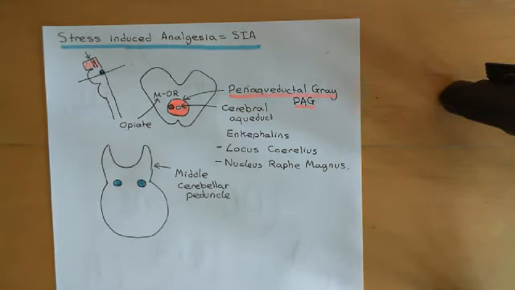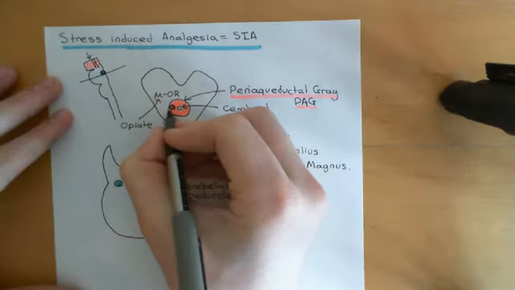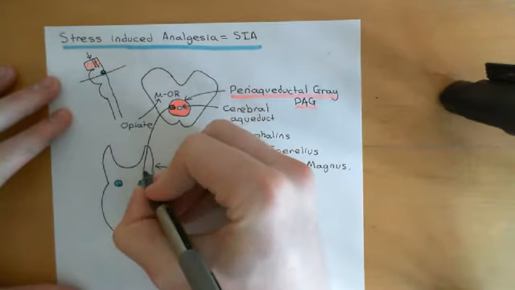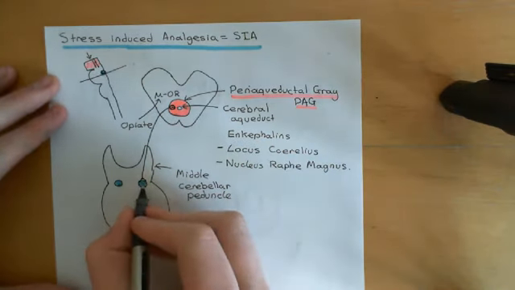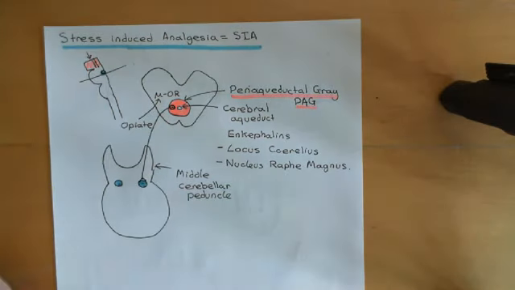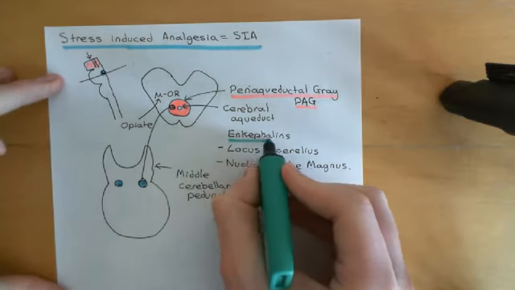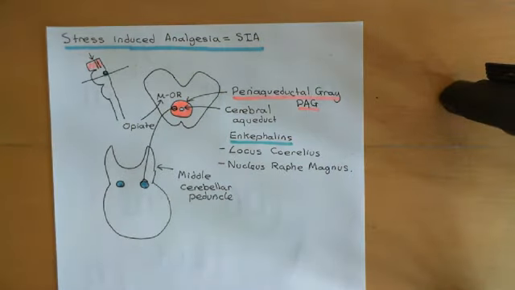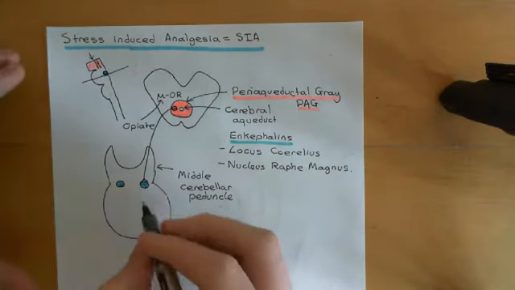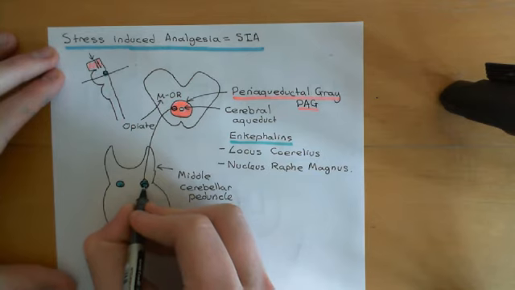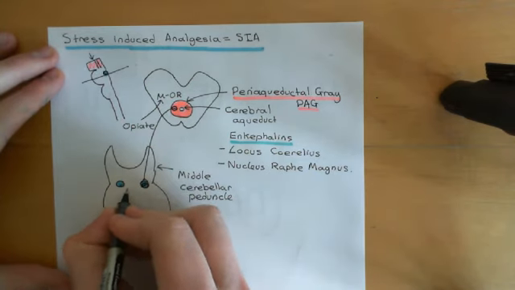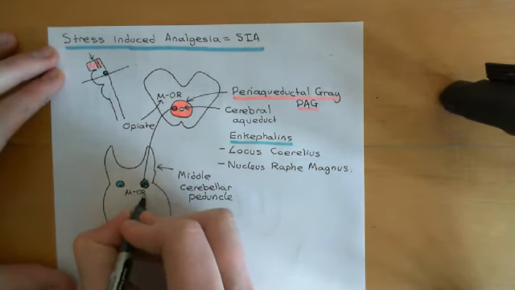So basically, these neurons in the periaqueductal grey are going to send projections down to the neurons in the locus coeruleus, like so. And these neurons are then going to be releasing enkephalins, so met-enkephalin and leu-enkephalin. These neurons in the locus coeruleus then also have mu opioid receptors on their surface. So here is the cell body of a neuron in the locus coeruleus, and it will now also have mu opioid receptors on its surface.